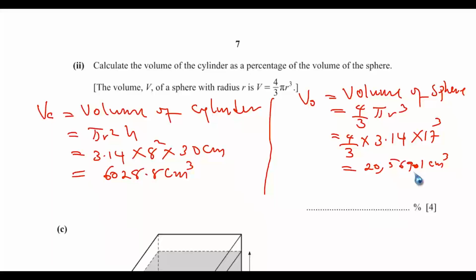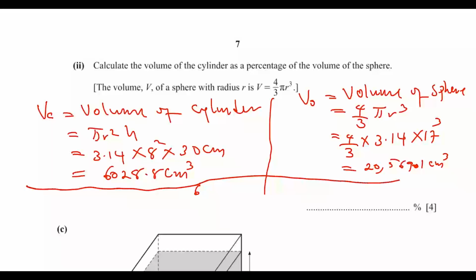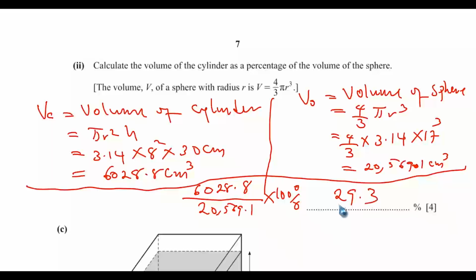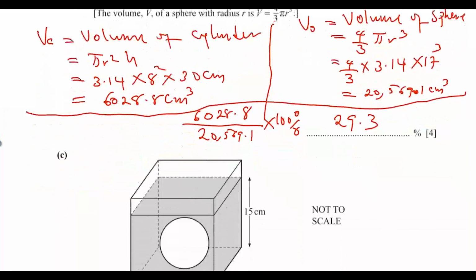Now that you have this, you can calculate the percentage. I can demarcate this here, so that it will not be mixing up. That will be 6028.8 divided by 20,569.1 times 100%. That will give us 29.3%. So let's go to part C.